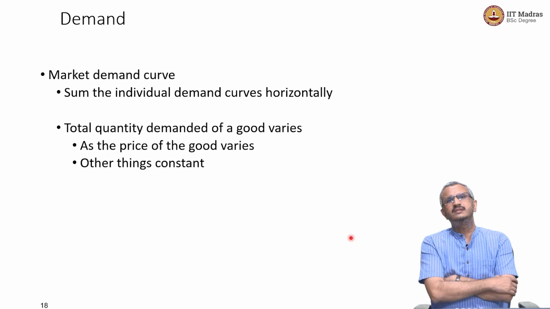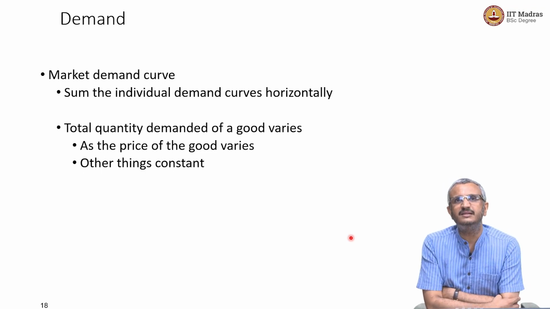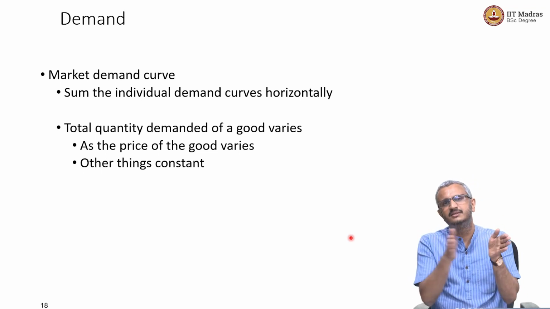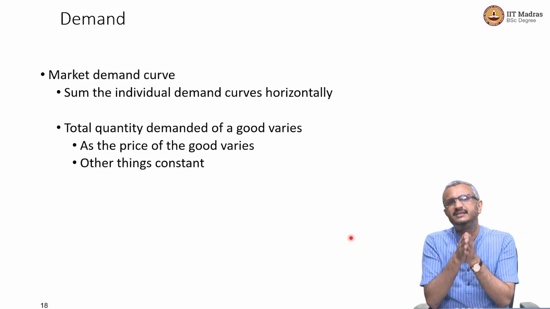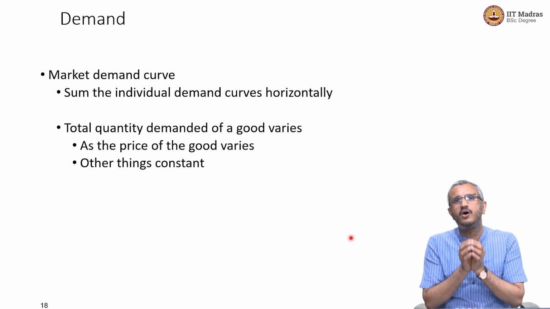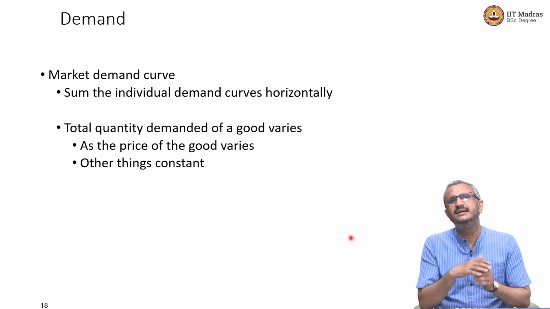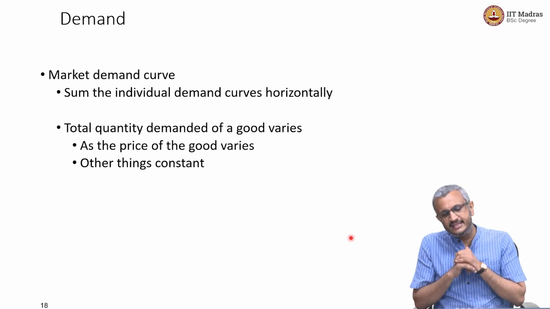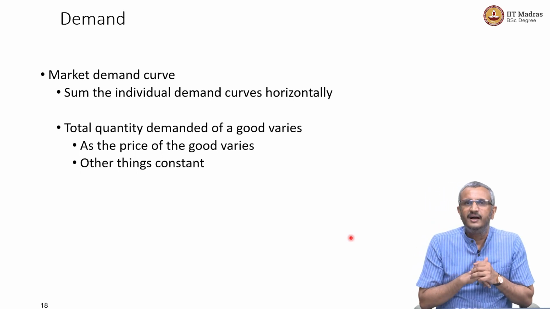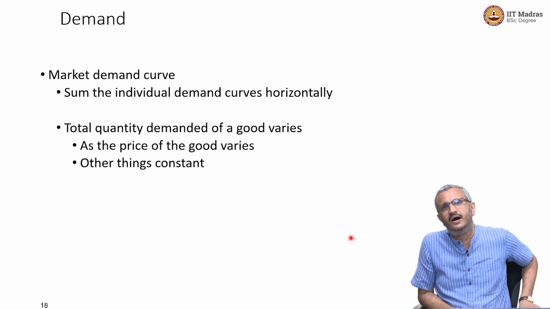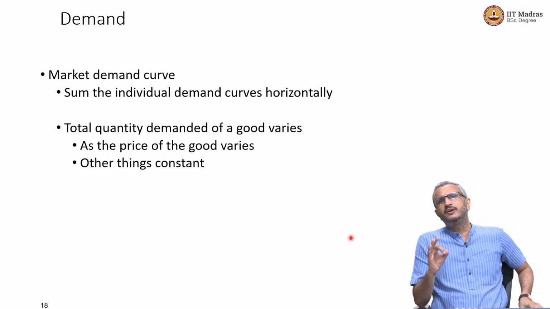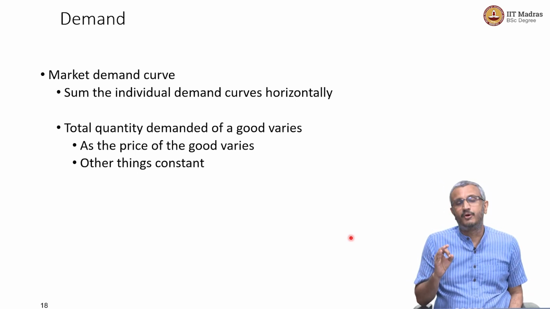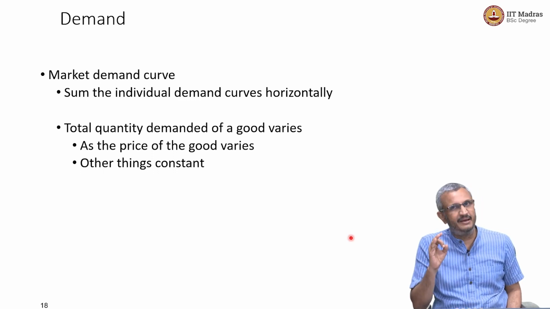So then what is the market demand curve? The market demand curve is nothing but the sum of individual demand curves. Each individual's demand curve, sum it up, and you will get the market's. So that's why we talk about the size of the market being big or small in terms of these summations of individual demand curves. The total quantity demanded of any good varies in terms of one important variable here, and that is price, provided other things remain constant.